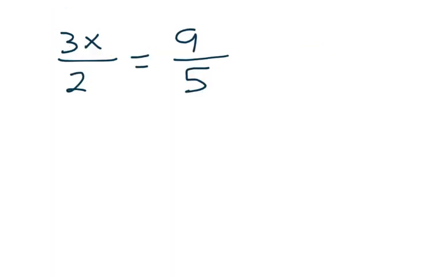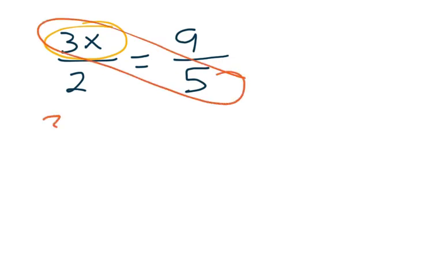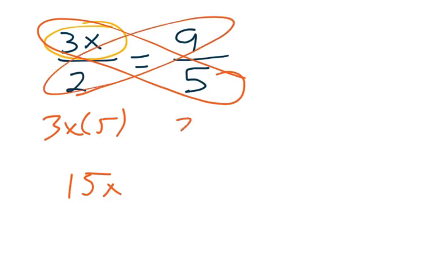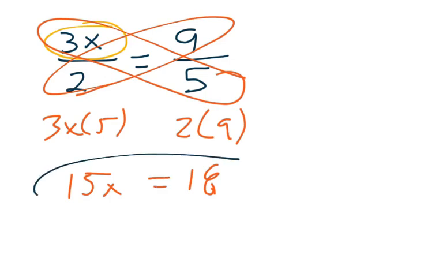So here's one more, just slightly more complicated. Notice instead of x, there's a 3x there. Well, we're still going to basically approach it the same way. I'm going to take 3x times 5. That, of course, is 15x. 5 times 3 is 15. And then I'm going to do 2 times 9. And that is 18. So this time, my equation, as you can see right here, is 15x equal to 18.